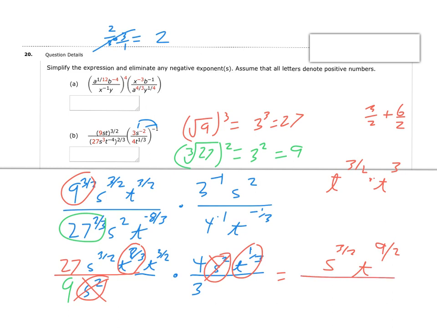Now for the numbers, I actually see that these two are going to multiply here to give me 27 on bottom, which will cancel out with the 27 on top. So I'm just left with 4 there. So this would be my final answer.